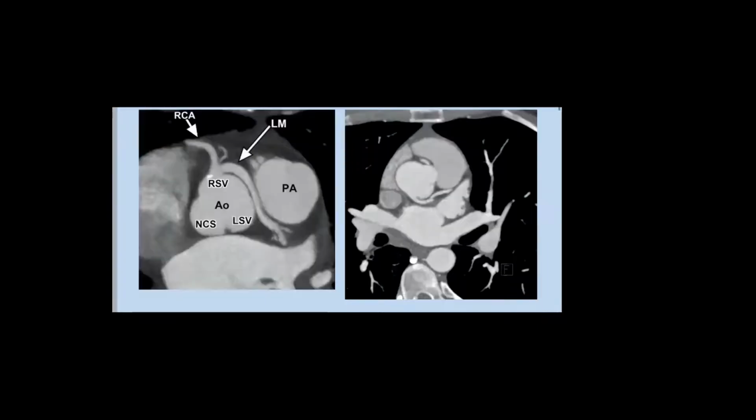Now tell me, what do you see on the left image? You have the ascending aorta, right coronary cusp, left coronary cusp, non-coronary cusp, and anteriorly you have the pulmonary artery. I have the RCA and left main. What's the problem here? The left main originates from the right coronary cusp. Very good. Exactly, this is an important indication for cardiac CT, anomalous coronary arteries.